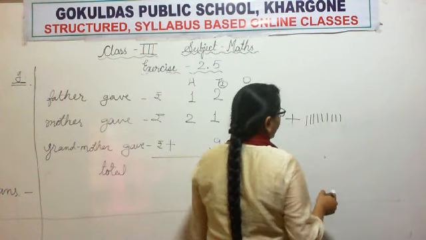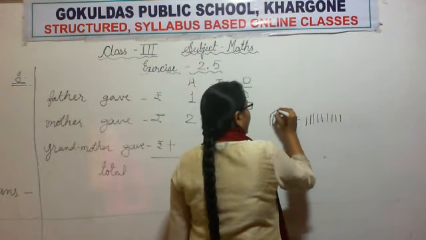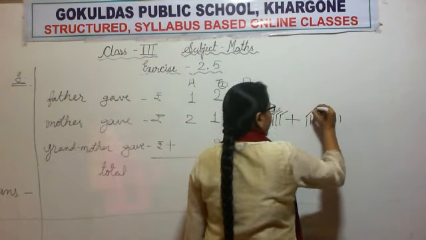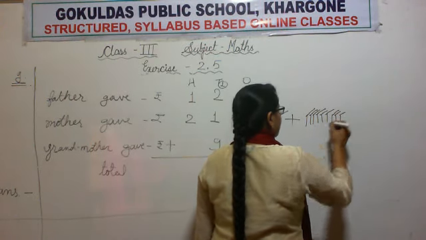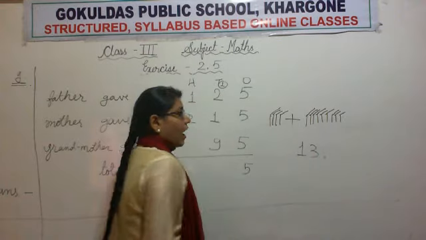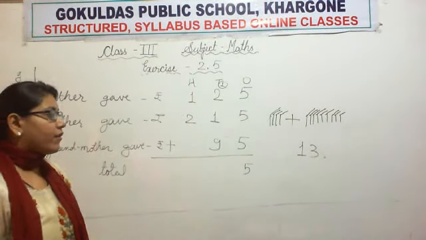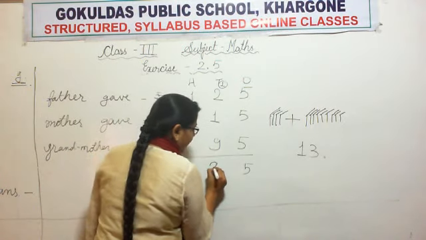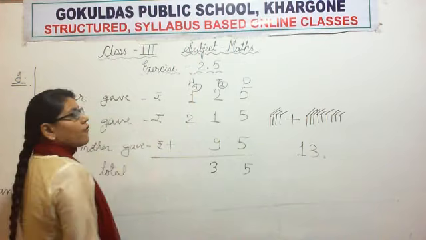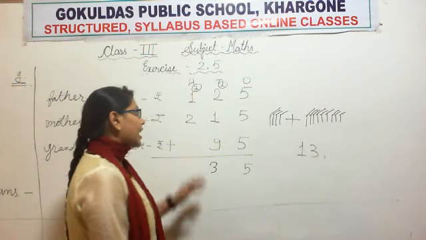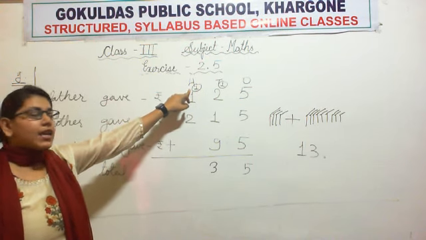Okay. Let's count how many sticks in all. 1, 2, 3, 4, 5, 6, 7, 8, 9, 10, 11, 12 and 13. Again we got a 2 digit number. So what will we do? We will regroup 13. We will write 3 below the tens and 1 in the column of hundreds in the form of carry.